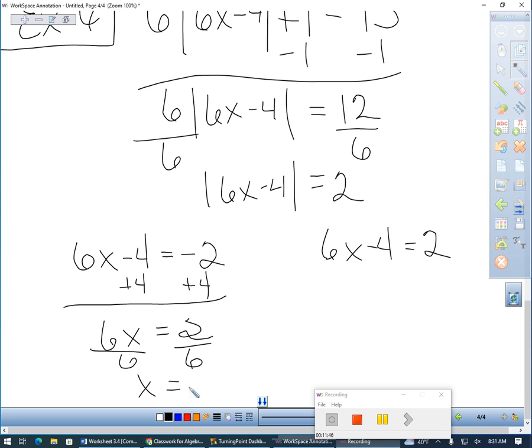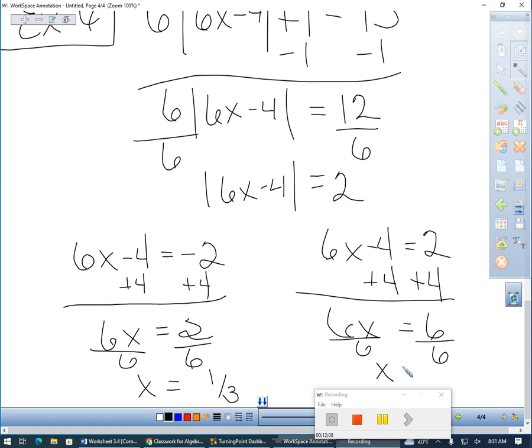We get x is equal to 1/3. We can have a fraction. It is okay. We have a couple fractions. 1, 2, 3, 4, 5 fractions today. Just so you know. We're adding 4 to both sides here. We get 6x equals 6. Divide by 6, and we get x equals 1.